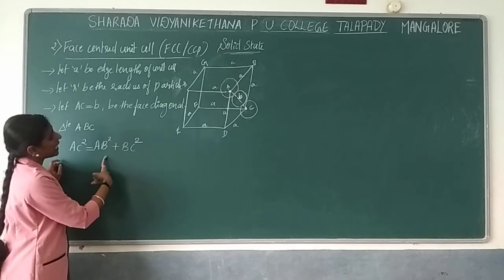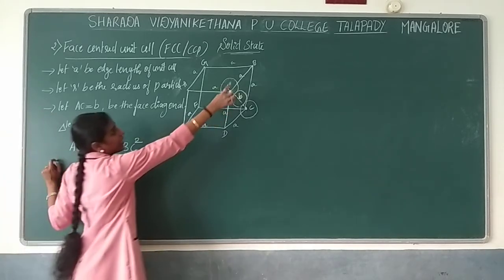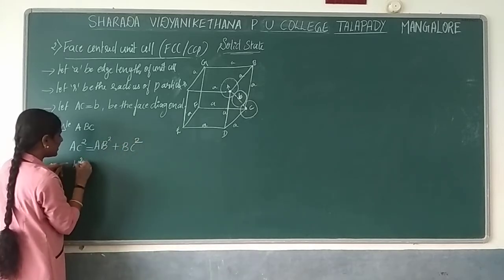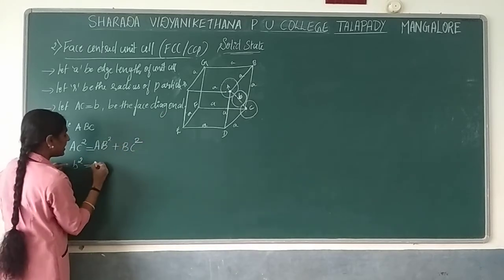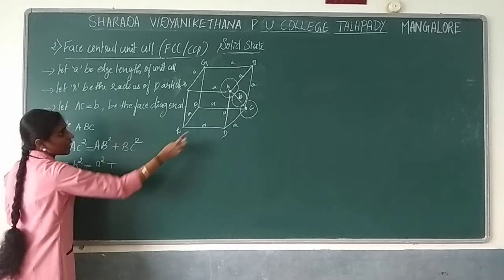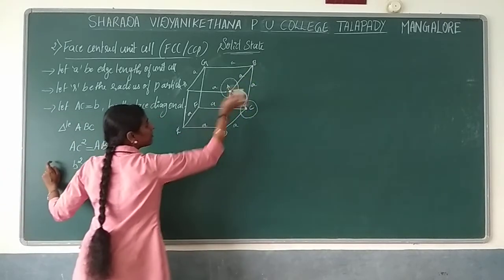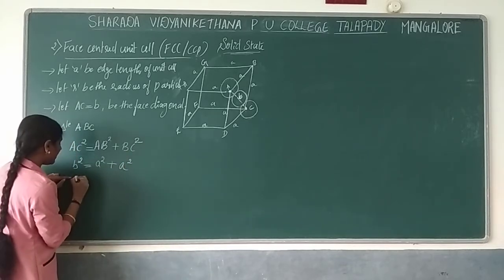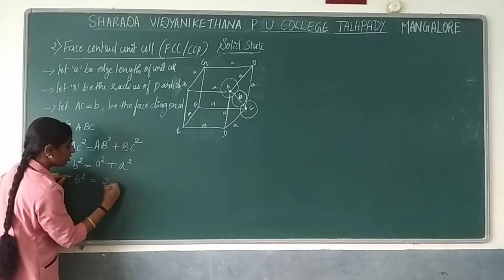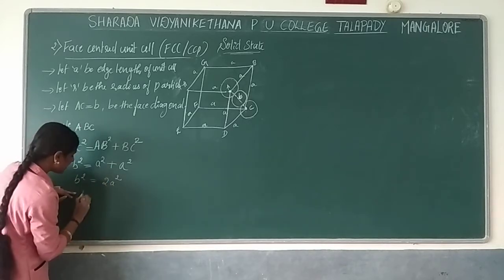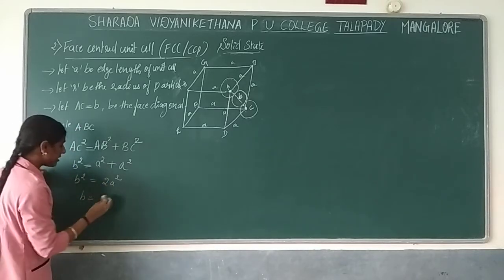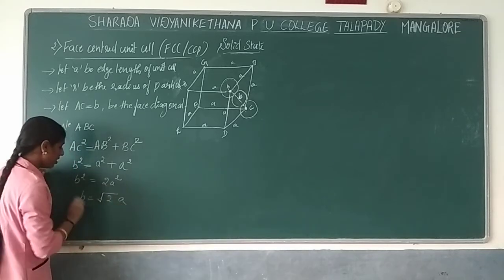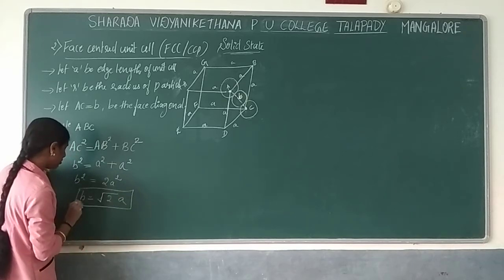So AC square is equal to AB square plus BC square. What is AC square? AC square is nothing but B square. What is AB square? That is A square. BC square is nothing but A square. So we can write B square is nothing but 2A square, right? So what is the value of B? B is nothing but root 2A.